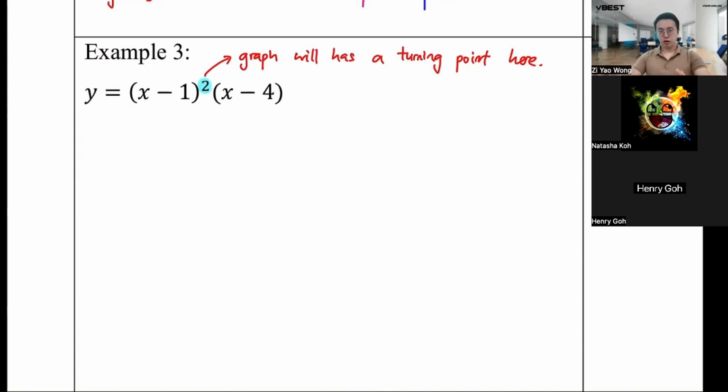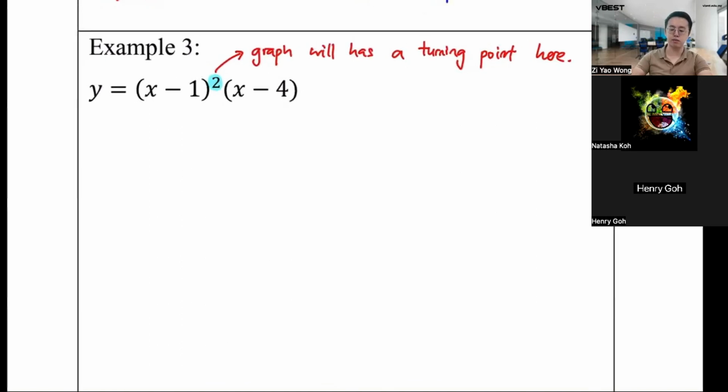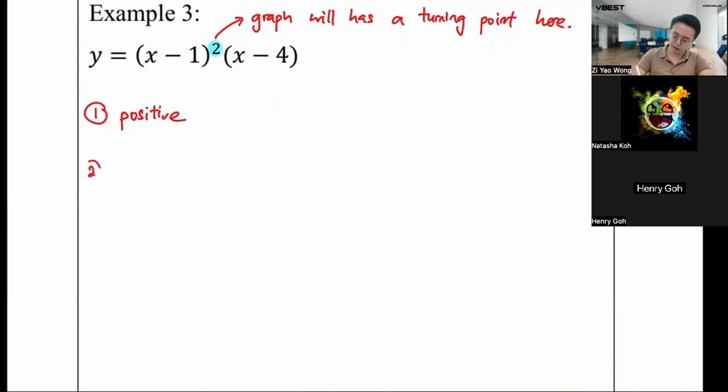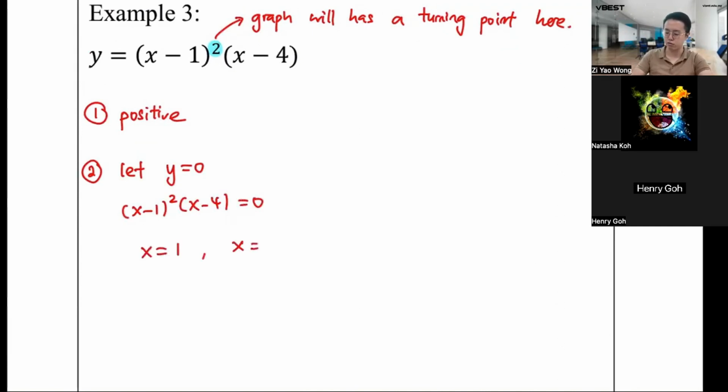So for this, when you want to sketch out this graph, how will you sketch it? Same thing, first step: what's the shape of the graph? I have a positive. Secondly, you find your x-intercept. You let your y equal to 0. So you have (x minus 1) squared multiplied by (x minus 4) equal to 0. When you solve it, you will get x equals 1 and x equals 4 only. So you will only have 2 x-intercepts.